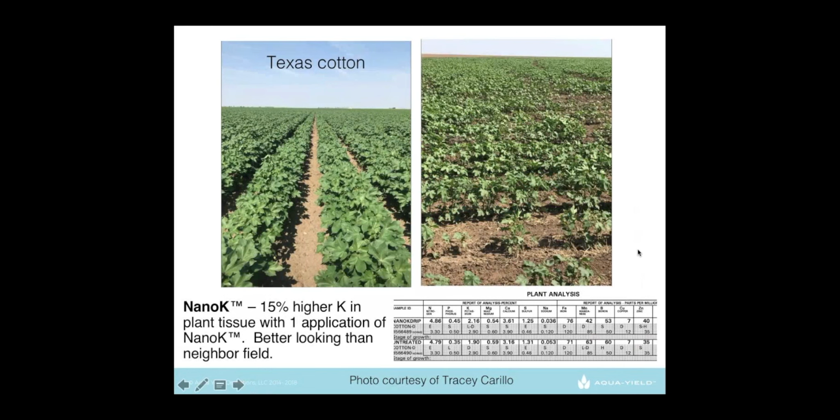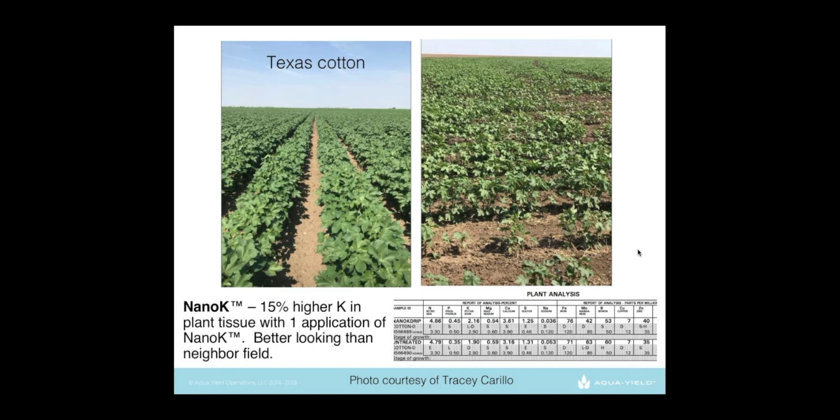Okay, here are some recent cotton photos. Thank you, Tracy, for these awesome photos from Texas. This is an example where we have Nano-K applied, and the picture on the left is one application of Nano-K applied alongside the grower's other products that he uses. After one application, we did a follow-up tissue analysis and did find that there was 15% higher potassium concentration in the leaves where we had the Nano-K applied.